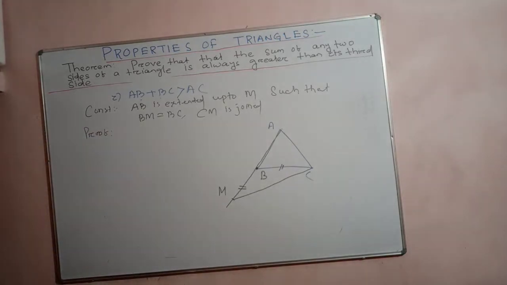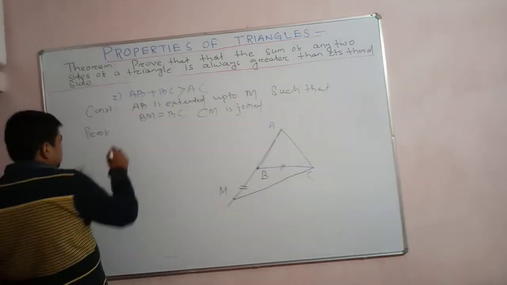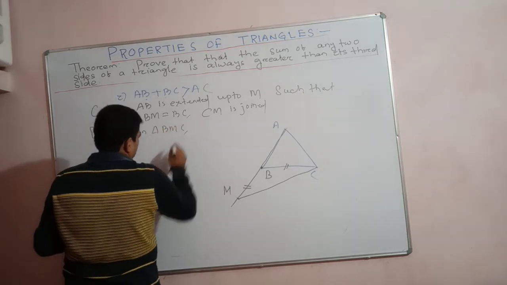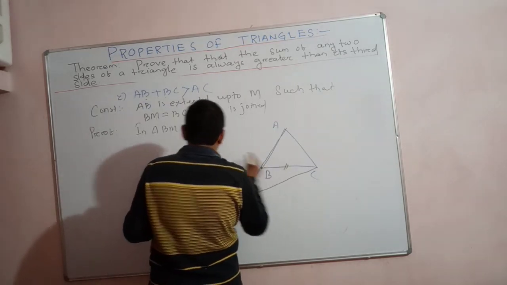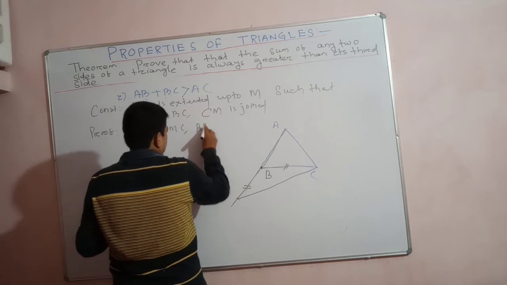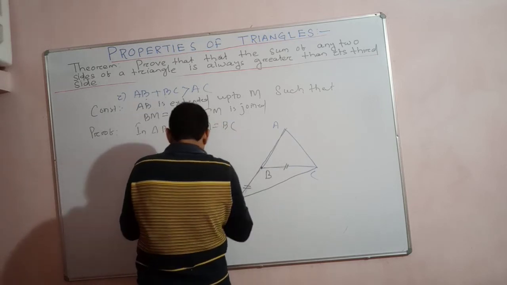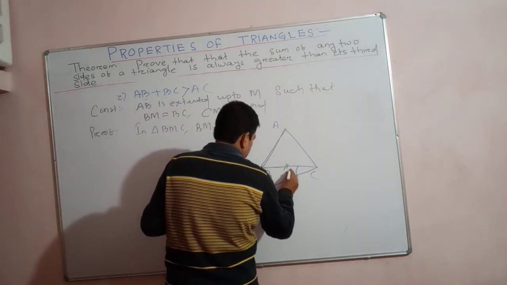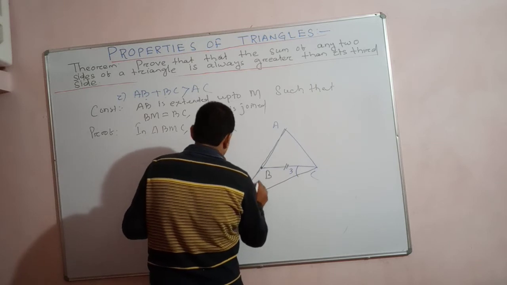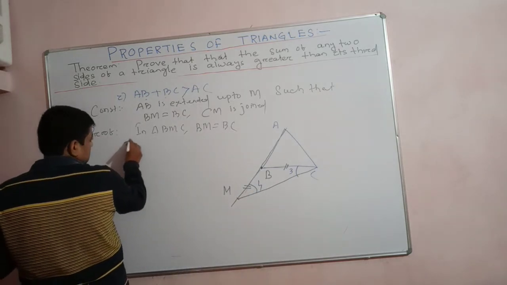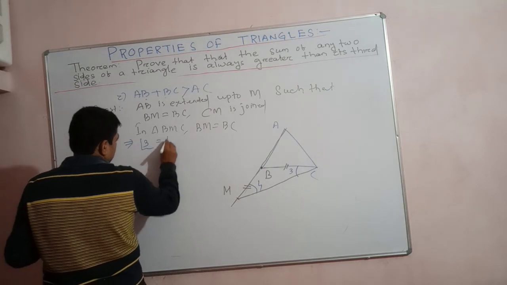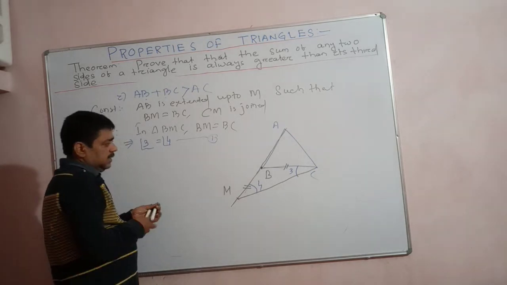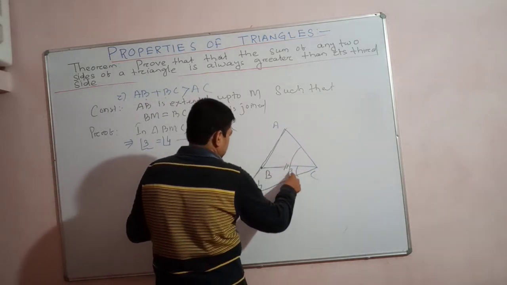Let us prove this one. You see, in triangle BMC, BM is equal to BC, two sides are equal, so their opposite angles are equal. Suppose the angle opposite BM is angle 3, and the angle opposite BC is angle 4. It means angle 3 is equal to angle 4. This is point 1. Once again, the whole angle means ACM angle.